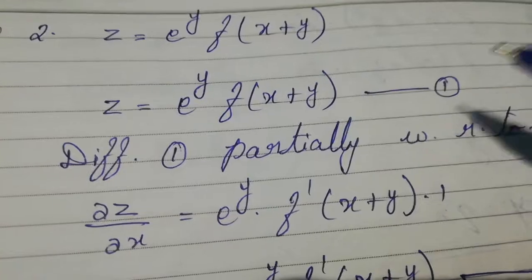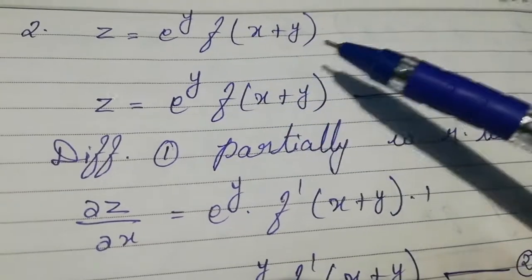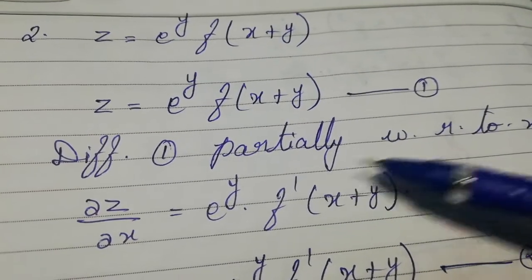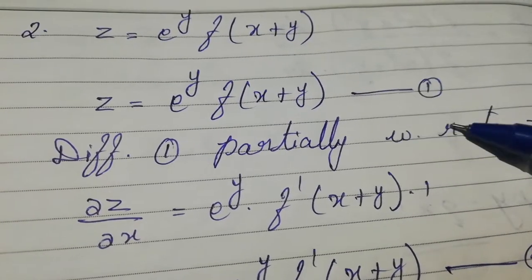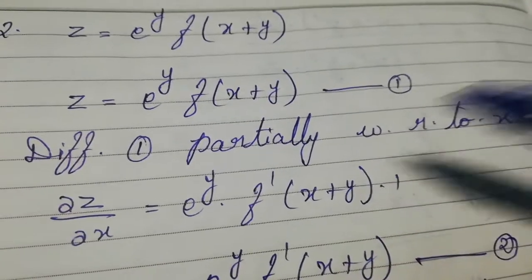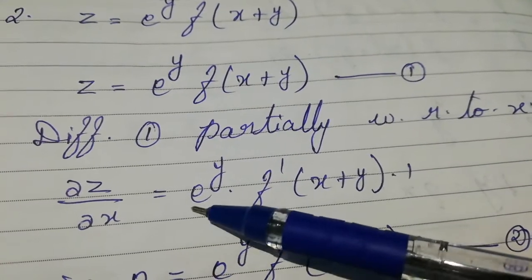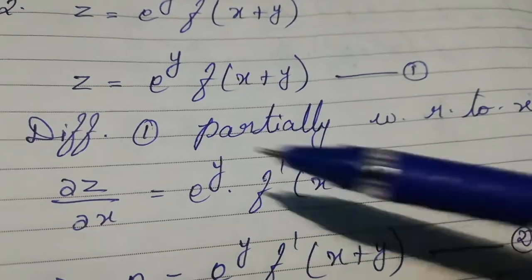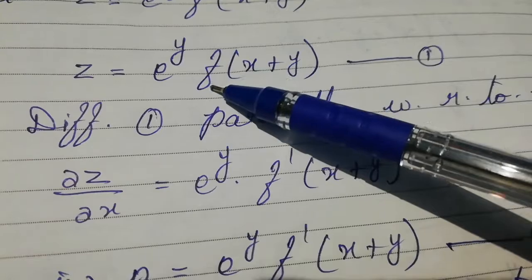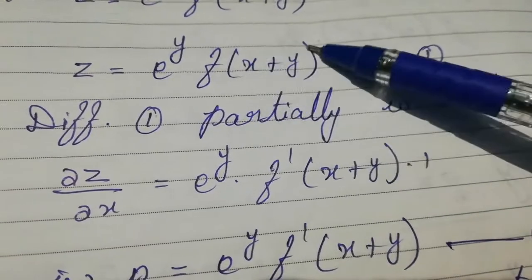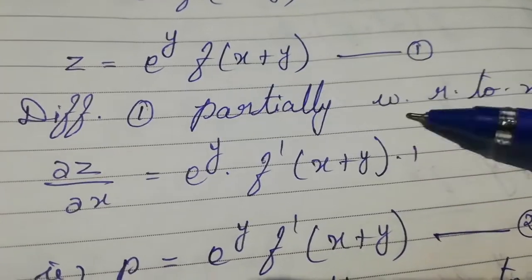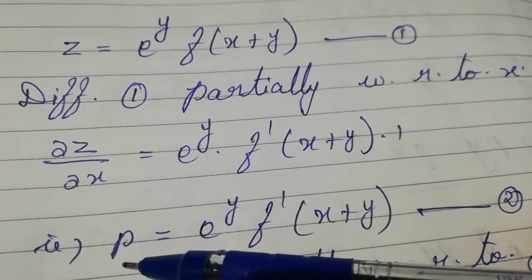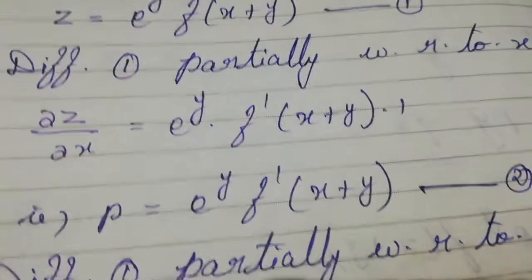Okay, second sum: z is equal to e power y into f of x plus y. We take this as equation 1. Next, differentiate equation 1 partially with respect to x. So dou z by dou x is equal to e power y into f dash of x plus y into 1. Here e power y is constant, then the differentiation of f of x plus y is f dash of x plus y. Here with respect to x, therefore the differentiation of x is 1. Okay, so dou z by dou x is p. p is equal to e power y into f dash of x plus y.